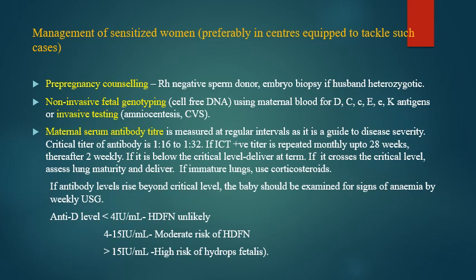But if it crosses the critical level, we should try to assess the lung maturity and then consider delivery. We can use corticosteroids for bringing about lung maturity if the lungs are immature. If the antibody levels rise beyond the critical level, the baby should be examined for signs of anemia by going for weekly ultrasonography. If the anti-D level is less than 4 international units per ml, then the risk of hemolytic disease in the fetus and newborn is very minimal. If it is between 4 to 15, the risk is moderate, and if it is more than 15, then there is a high risk.